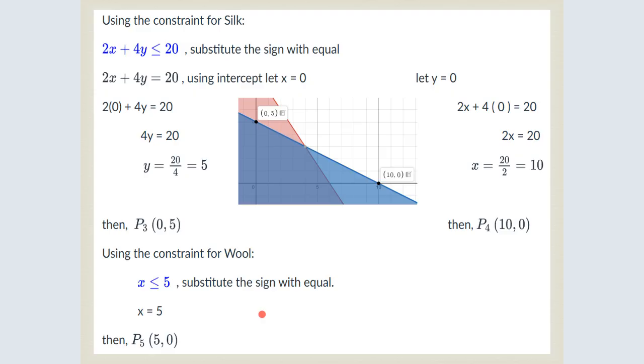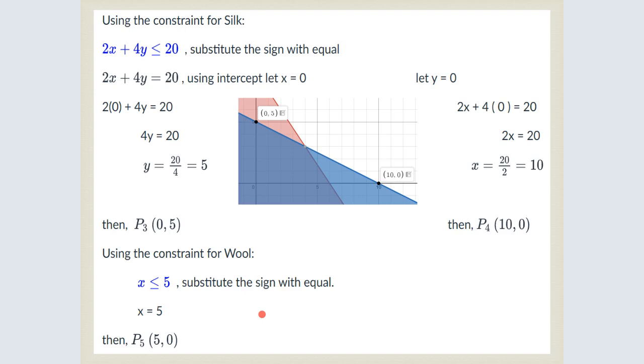So setting x equal to 0, 2 times 0 plus 4y is equal to 20. So what's left is 4y is equal to 20. And then solving for y, 20 divided by 4 is equal to 5. Therefore, the point is 0, 5.